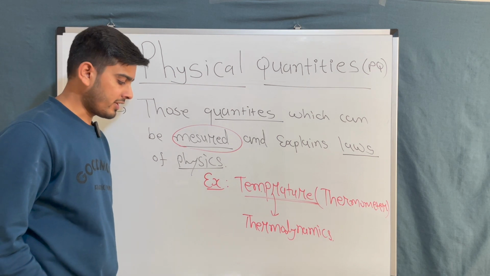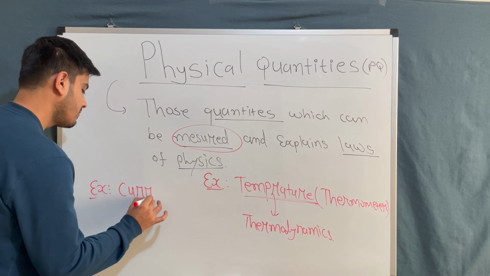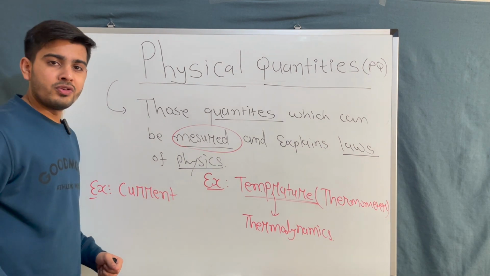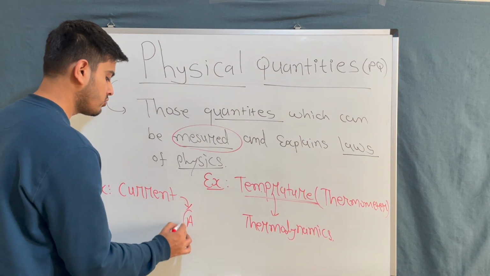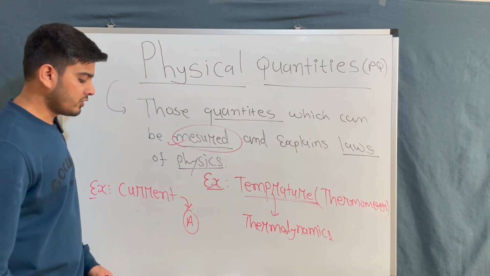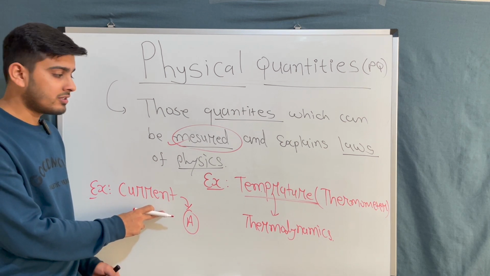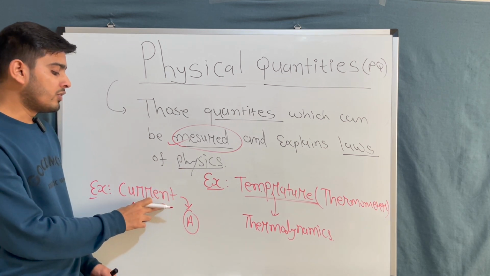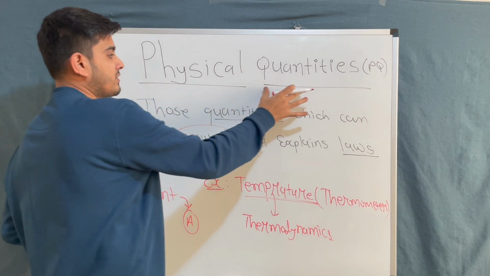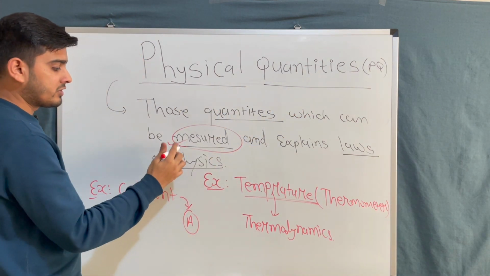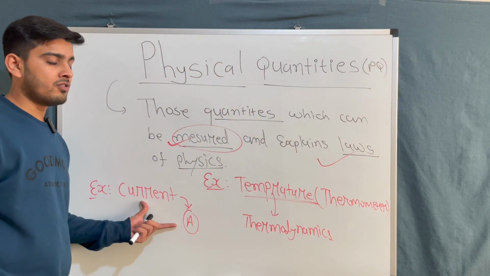One more example, current. What do we use to measure the current? Ammeter. So we measure the current using an ammeter, and current explains the law of electricity. Yes, current electricity. We use current to explain the law of current electricity. So this is the definition of physical quantities: those quantities which can be measured and explain different laws of physics. These are our physical quantities.